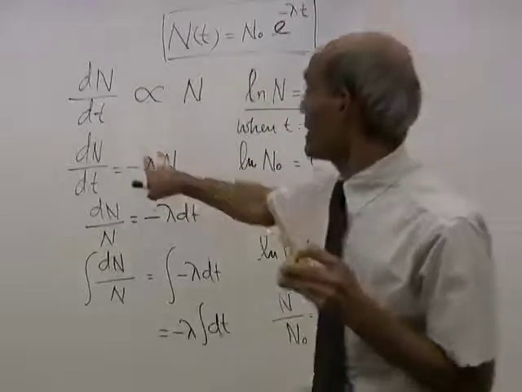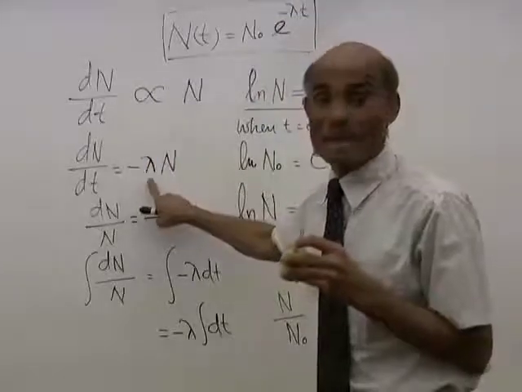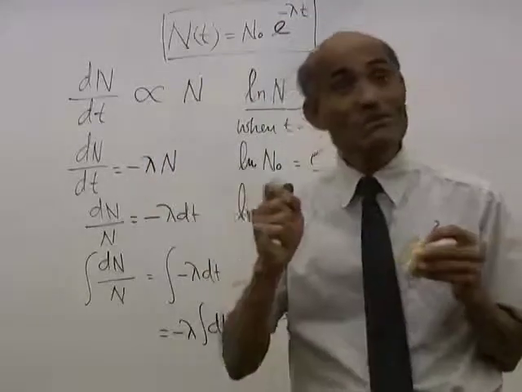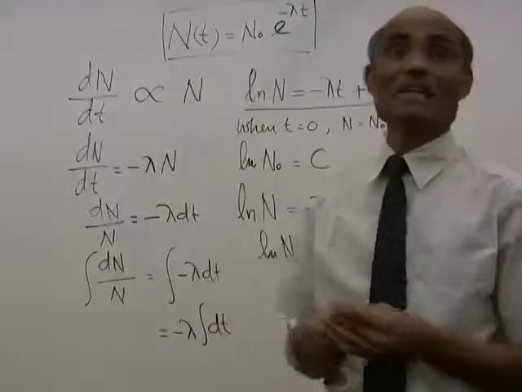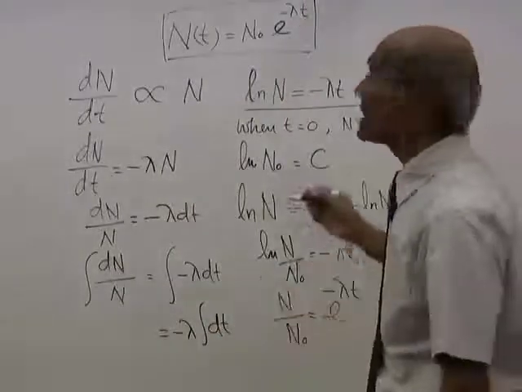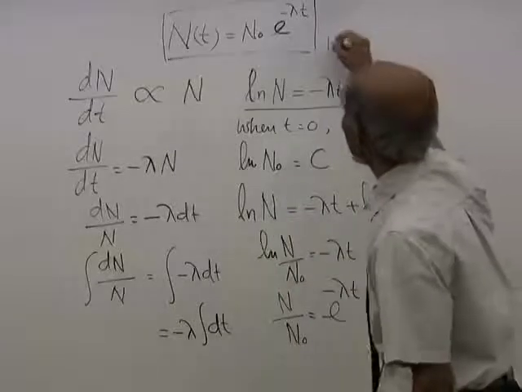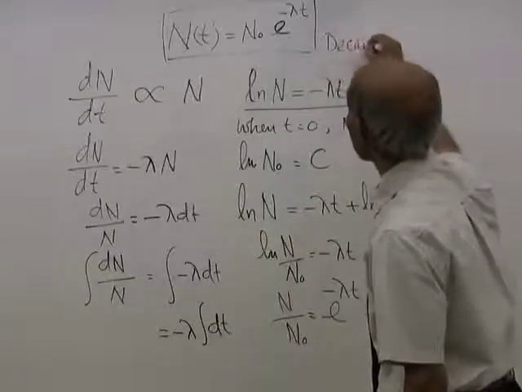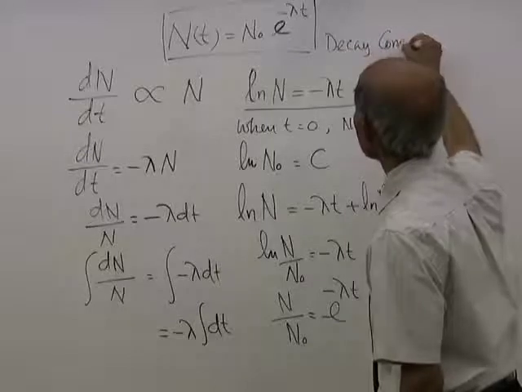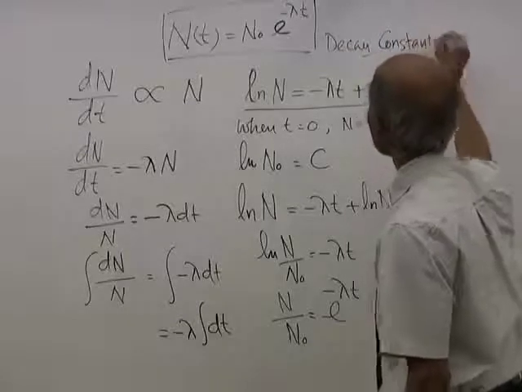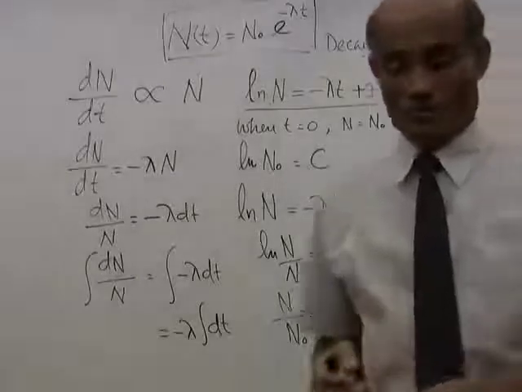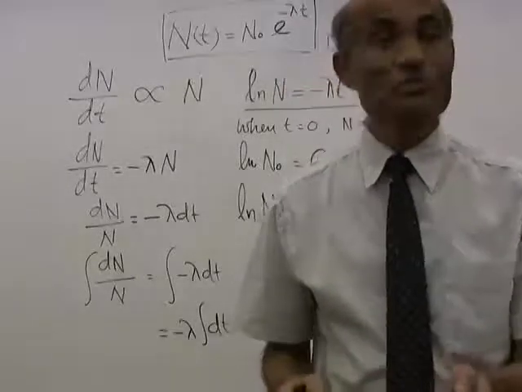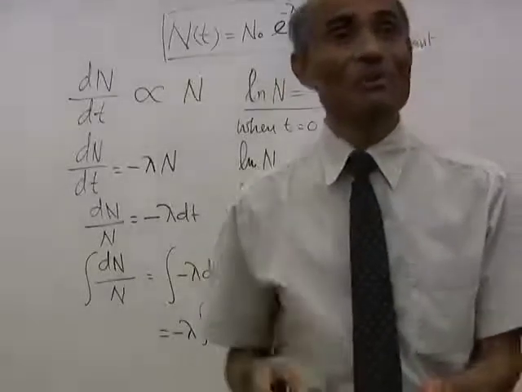We started that out here. This lambda is a constant for a given material. It will change from material to material. And this lambda is called the decay constant. The decay constant. All right. Well, that now leads us to something more important.